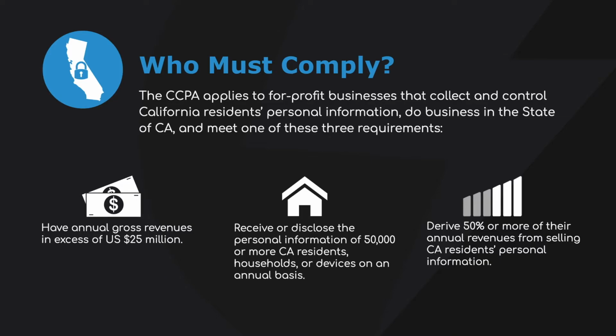you're covered. If you receive or disclose personal information of 50,000 or more California residents, households, or devices on an annual basis, you're covered. Or if you derive 50% or more of your annual revenue from selling California residents' personal information, you're covered under CCPA and must comply.